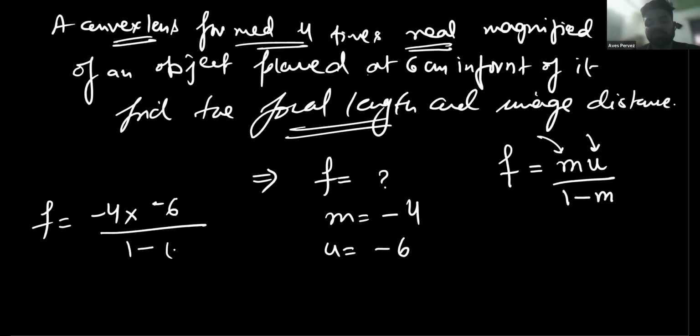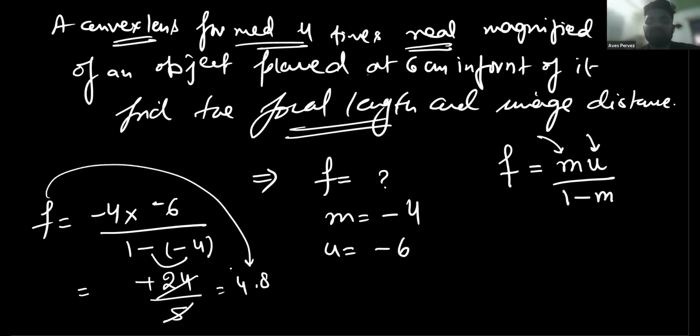1 minus minus of 4. So you will get minus of plus of 24. And this will be minus plus. This will be plus of 5. So you get plus, this will be 1 plus 5. You will get 5, and you will get 4.8. So the focal length is positive, which indicates that the positive 4.8 means that we are right.